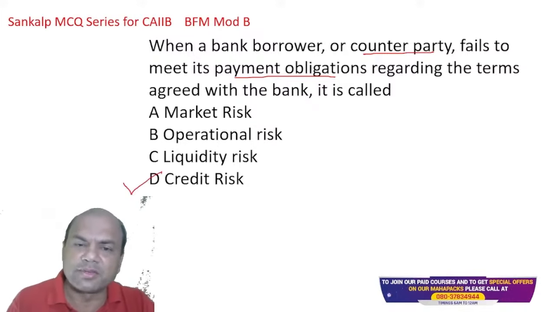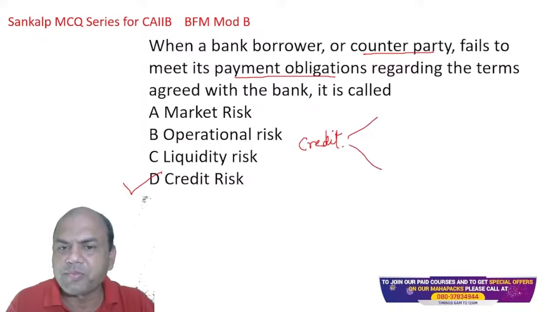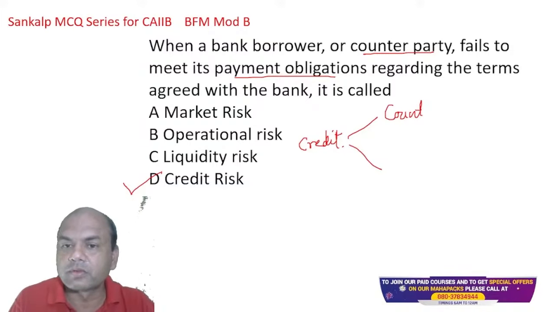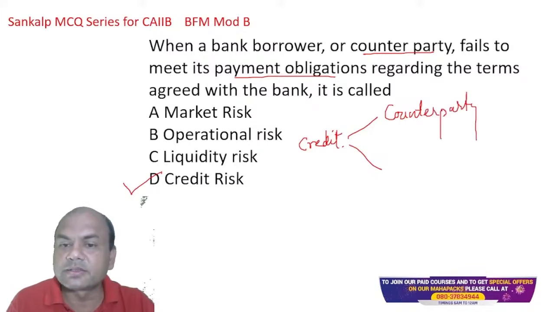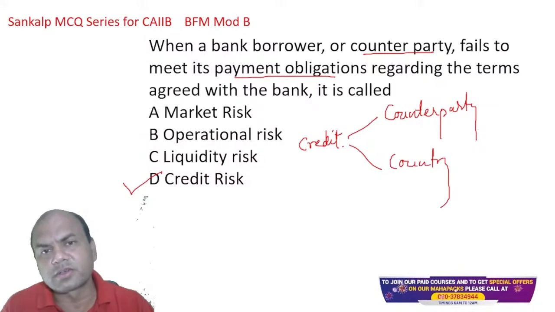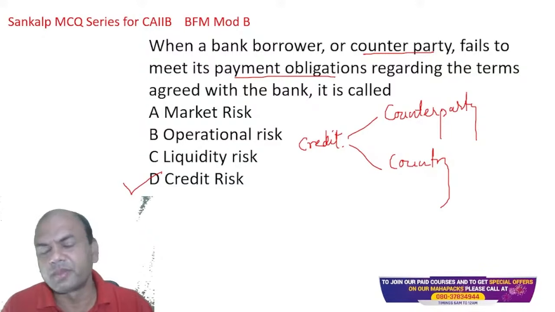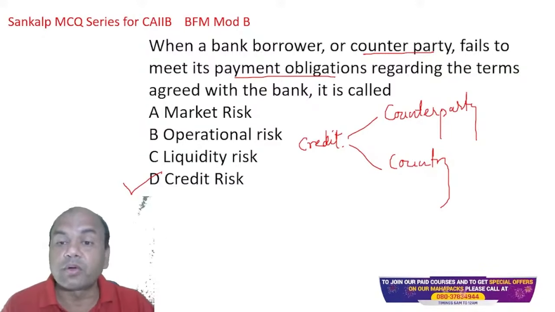See, here I'll tell you something. Credit risk has many types, but mainly there are two types. One is counterparty risk, and second is country risk. Always remember, credit risk is of two types, counterparty and country. Okay. So counterparty means what?